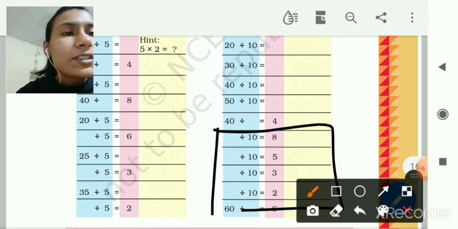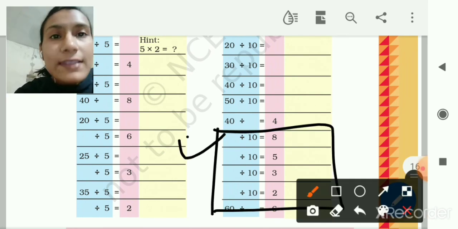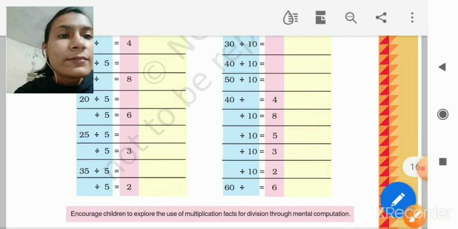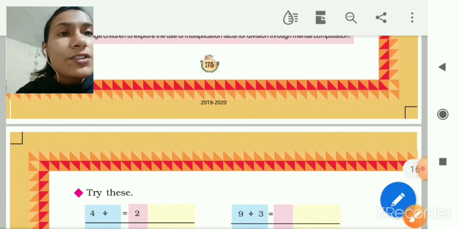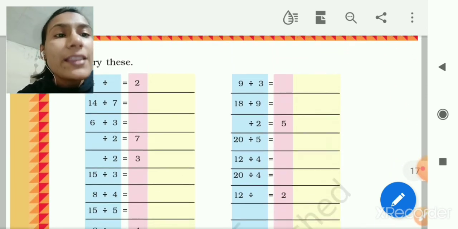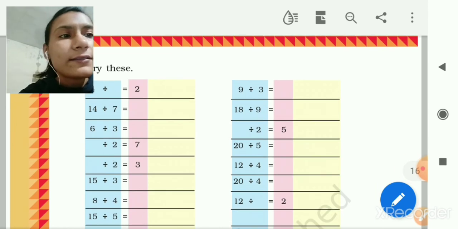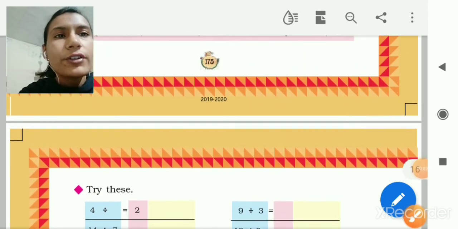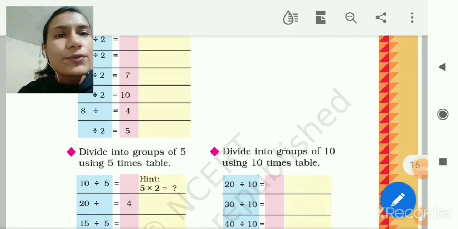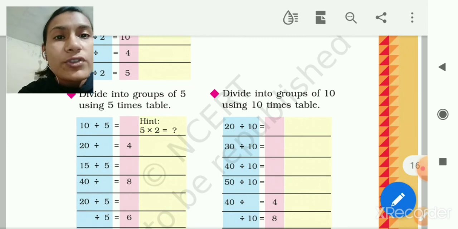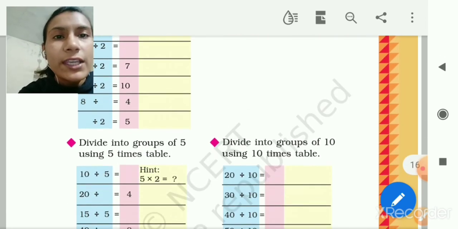So this is your homework. You have to count yourself and write this one in your fair book. Okay. The next page, page number 176 in your textbook. Try this. So let's try. This one we will see in the next video. Okay. So this one you have to write in your textbook and in your fair book. How to write, I will send in the PDF, so you can write like that. Okay. Thank you.